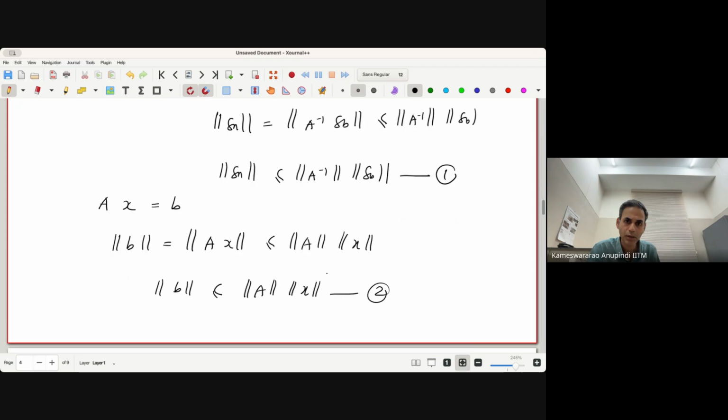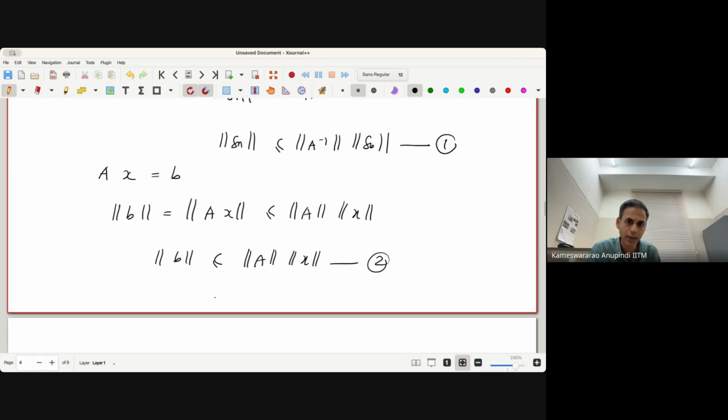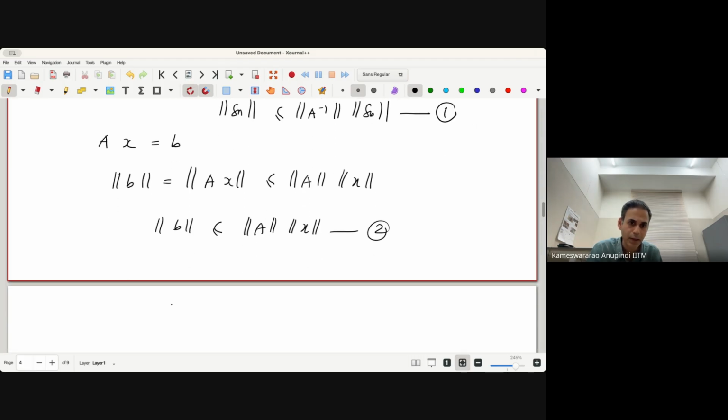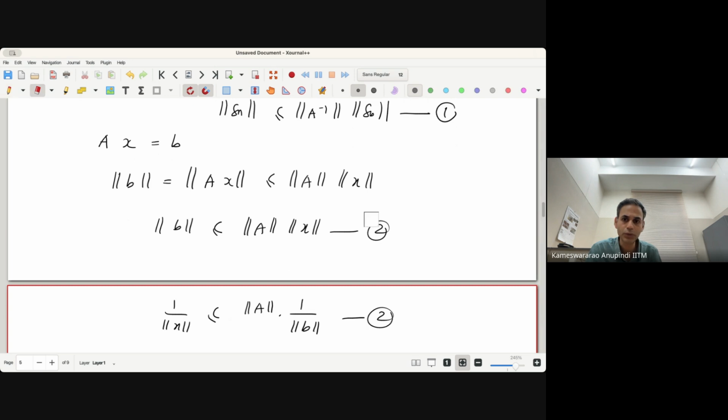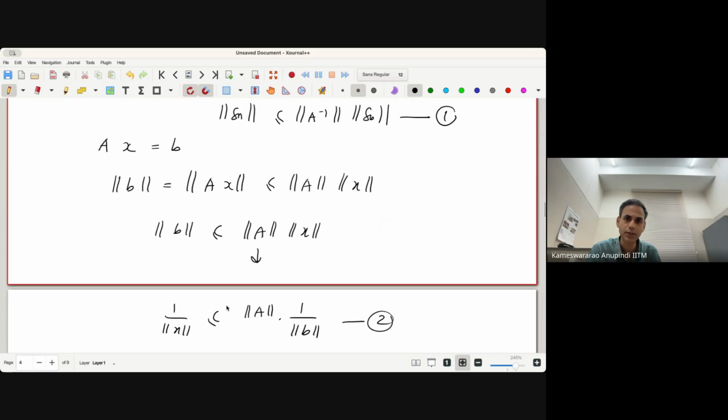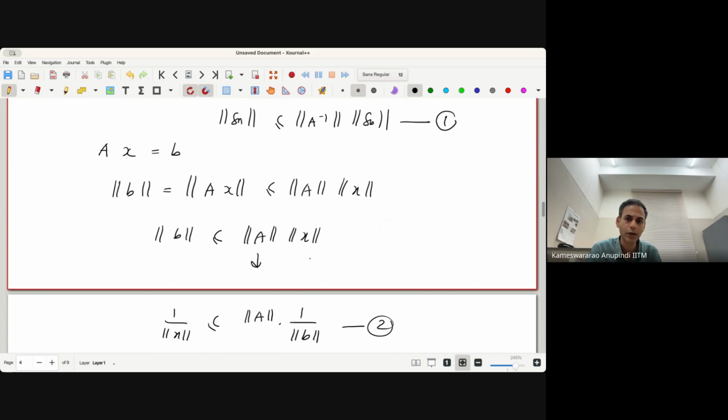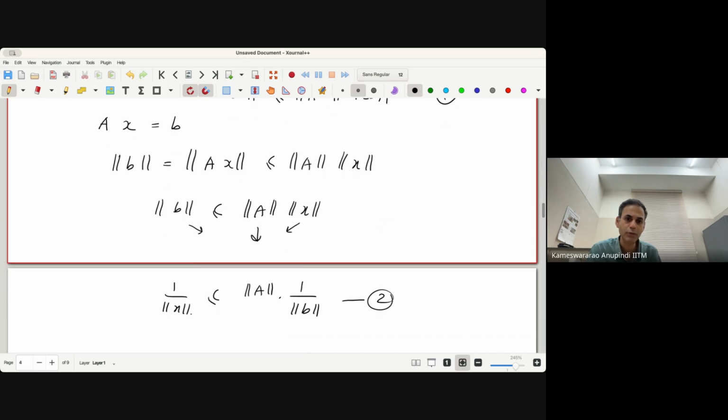Let me go back and write this slightly differently: 1 by norm of X is less than or equal to norm of A times norm of 1 by B. That is my second equation I want to use. I'm rephrasing this equation to be like this. 1 by norm of X, I'm sending to the left hand side and this to the right hand side, which is giving me this quantity.